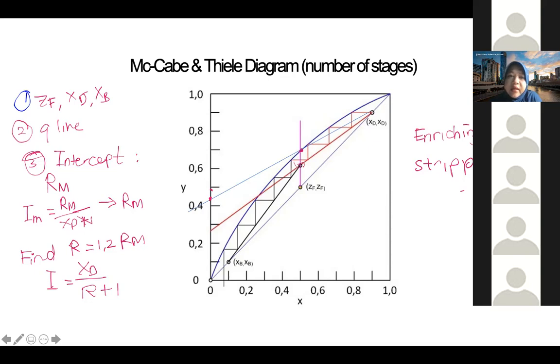Kevin, what should you do to construct the equilibrium stages for the distillation column? What do you mean, Bu? The step. What should you do first when we have an example? Okay, you have to construct equilibrium stages for the distillation column. So what is your first step? What do you need?